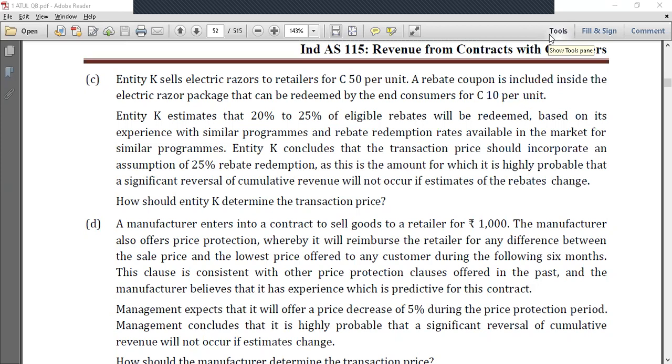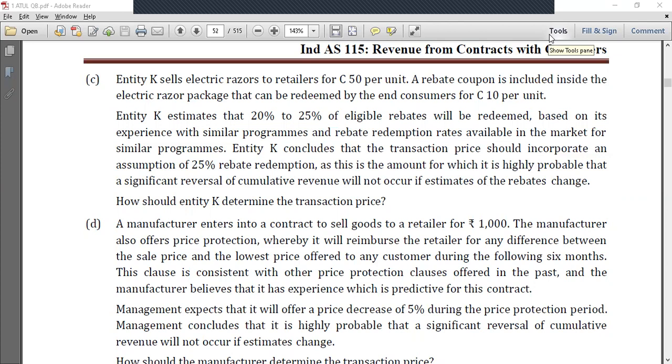based on its experience with similar programs and rebate redemption rates that are available in the market for similar programs. So here entity K also concludes that the transaction price should incorporate an assumption of 25% rebate redemption, as this is the amount for which it is highly probable that a significant reversal of cumulative revenue will not occur if the estimate of the rebates changes. So how should entity K determine the transaction price?